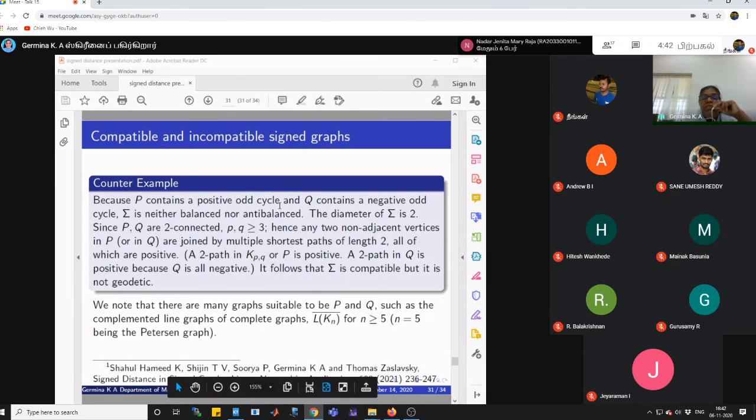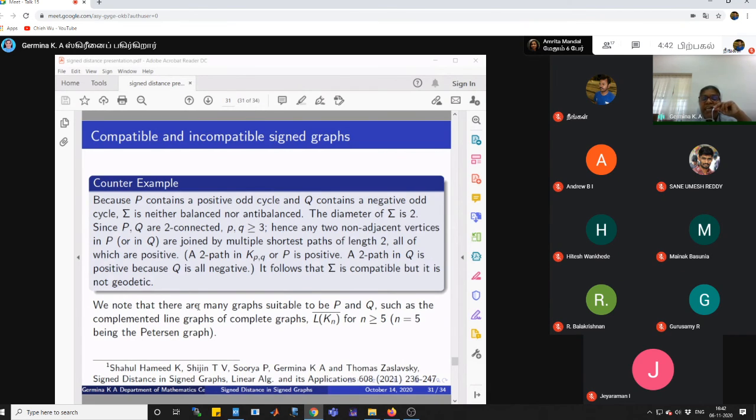Because P contains a positive odd cycle and Q contains a negative odd cycle, sigma is neither balanced nor anti-balanced. The diameter of sigma is 2. Since P and Q are two connected, any two non-adjacent vertices in P or in Q are joined by multiple shortest paths of length 2, all of which are positive. So a 2-path in K_{p,q} or P is positive. A 2-path in Q is positive because Q is all negative. It follows that sigma is compactable, but it is not geodetic.